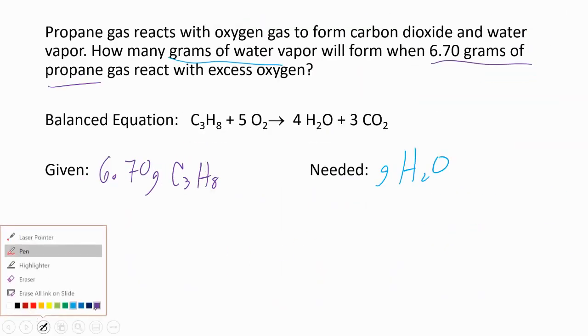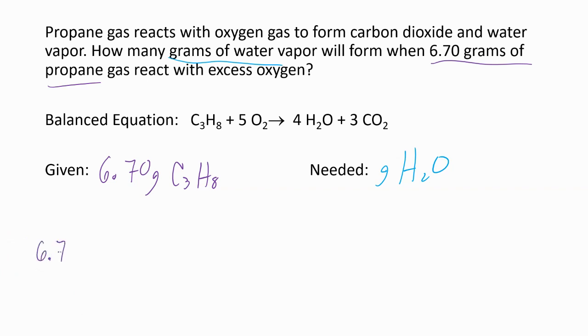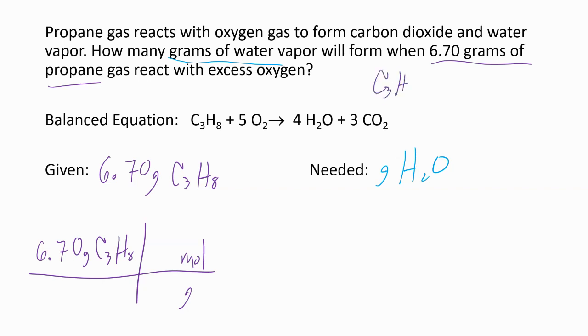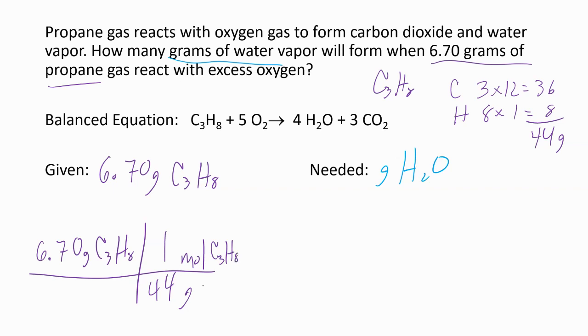All right. So 6.70 grams of C3H8 is a good starting place. We want grams to moles. Grams to moles we get from the periodic table. So C3H8 is carbon. There's 3 atoms, each one weighs 12. And then hydrogen, there's 8 atoms, each one weighs 1, for a grand total of 44 grams. So that's 44 grams and 1 mole of C3H8.